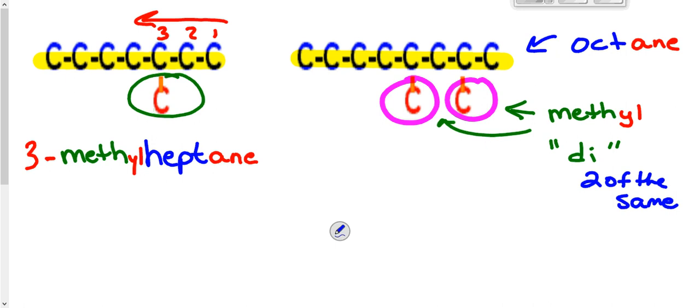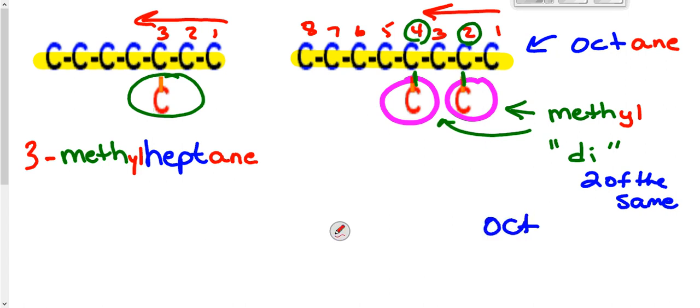We now need to be able to say where all these branches live, so we're going to number my parent chain. Again, we can quickly see that numbering in this direction will give the lowest numbering. Carbon 1, 2, 3, 4, 5, 6, 7, 8. We have branches coming off at carbons 2 and carbon 4. So let's put all of this together. Starting at the end and working my way forward, we're going to have octane being my parent name. On octane, we have methyl branches.